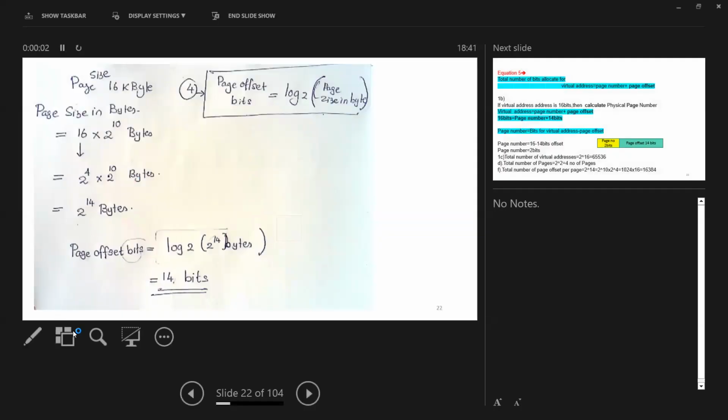Page size is 16 KB, kilobytes. That's the size. Normally size is written in bytes. Okay, so page size in bytes equals 16 multiplied by 2 to the power 10 bytes. That is 2 to the power 4 multiplied by 2 to the power 10 bytes. We can write 2 to the power 14 bytes. Page offset bits equal log 2 to the power 14 bytes. That is equal to 14 bits. If you want, copy down this.